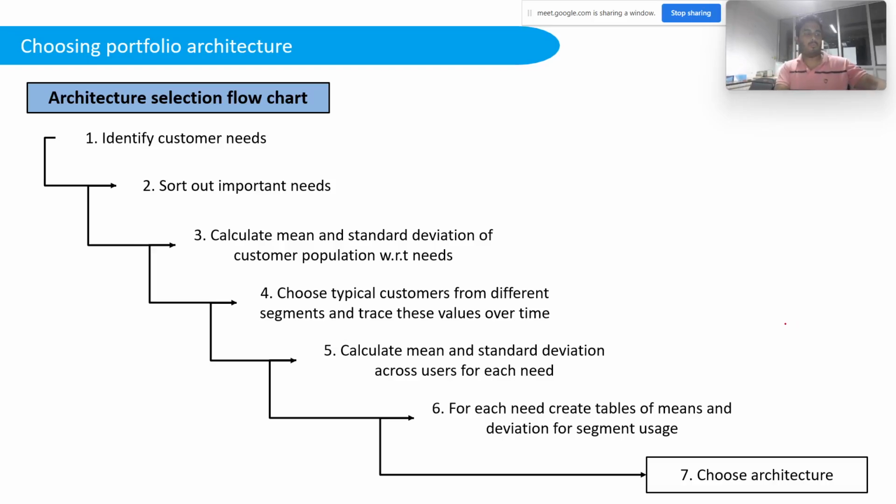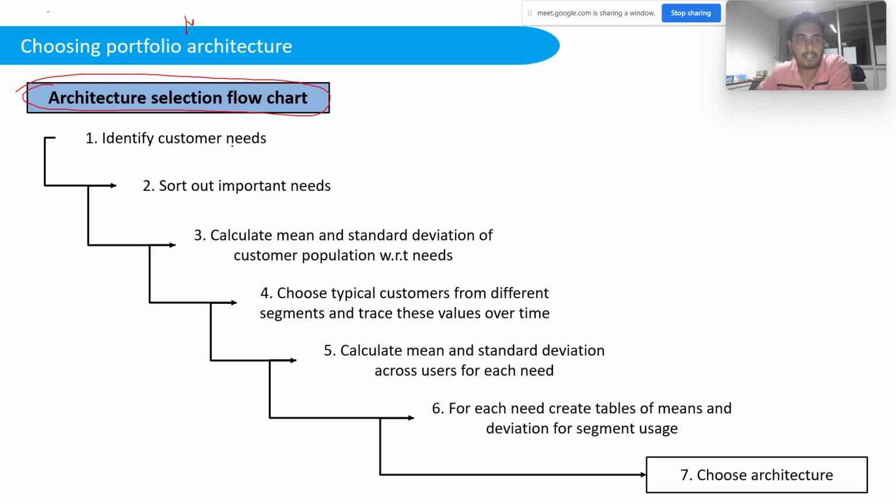So these are the different portfolio architectures that we come across. However, one needs to know how to choose between these various architecture types for your particular product. For that purpose we use something called an architecture selection flowchart.